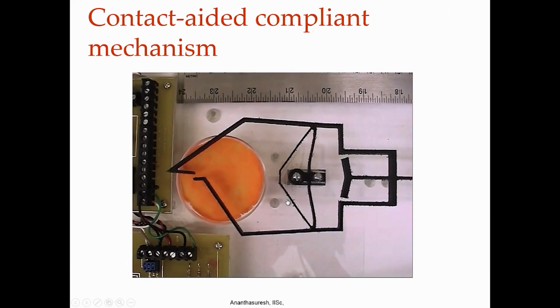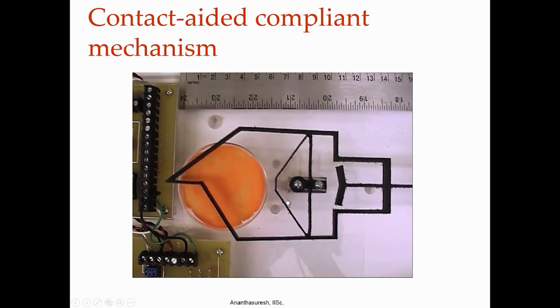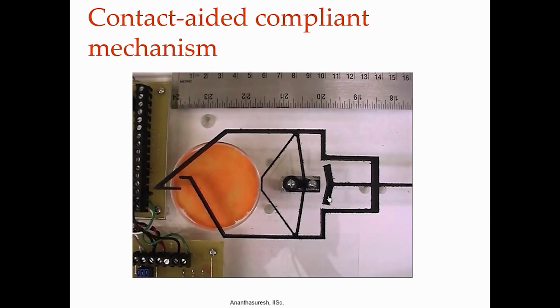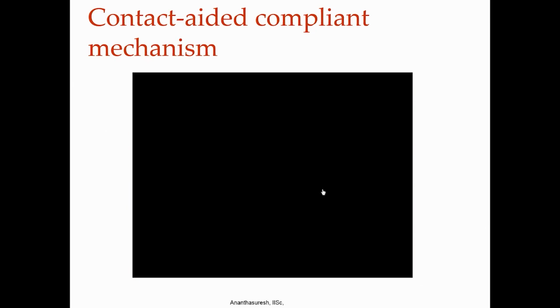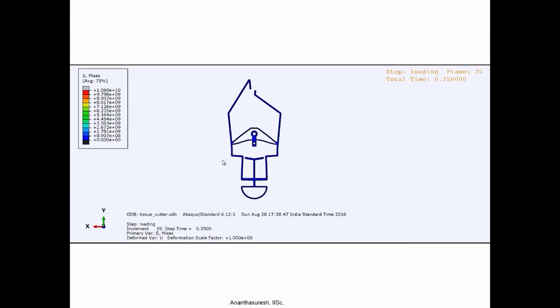By the way, rigid body linkages have this feature anyway. It is very easy to get non-smooth motion with rigid body linkages. Here we can show that even with compliant mechanisms it is possible. Okay. Now, let us look at the deformation in terms of finite element analysis.